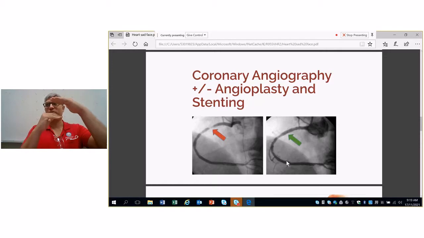So you get a balloon and the balloon inflates to push the atherosclerosis back. Will that increase the diameter of your artery? Yeah, but is that just going to come back again if you leave it? So what do you put in there to stop it closing up? A stent. Now, you've got a foreign object inside your artery.